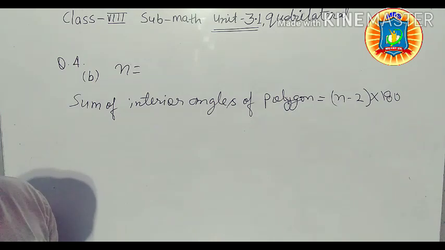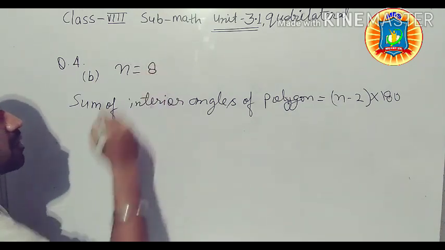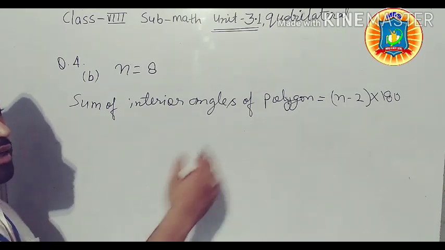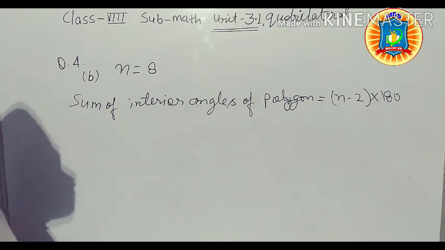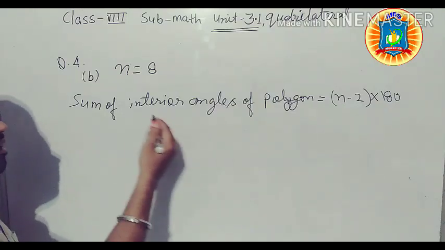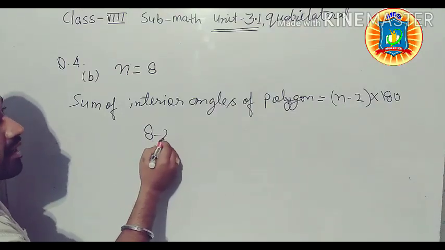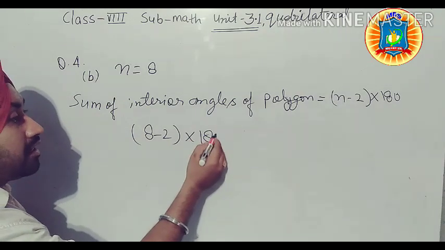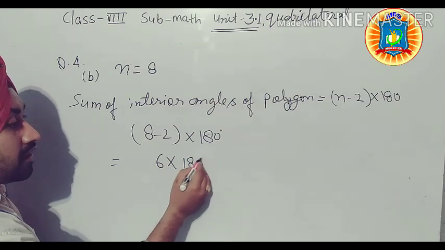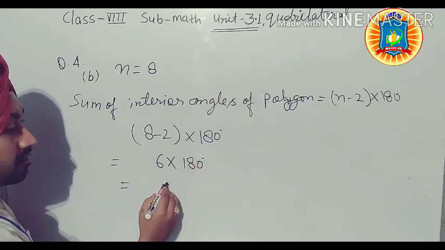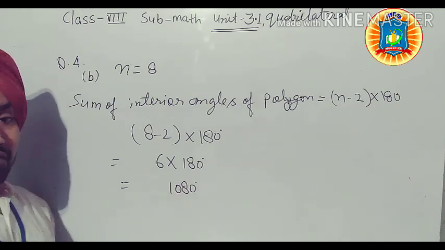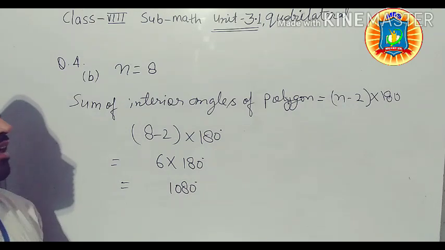If n is 8, it means the number of sides of a polygon is 8. So the sum of interior angles of a polygon becomes n minus 2 multiplied by 180. It is the formula for getting the sum of interior angles of a polygon. So here the value of n is 8, 8 minus 2 multiplied by 180. 8 minus 2 becomes 6, multiplied by 180, and we get 1080 degrees. It is the sum of interior angles of a polygon.